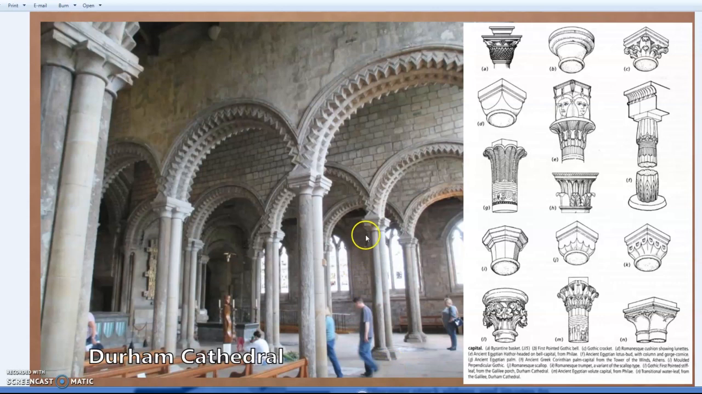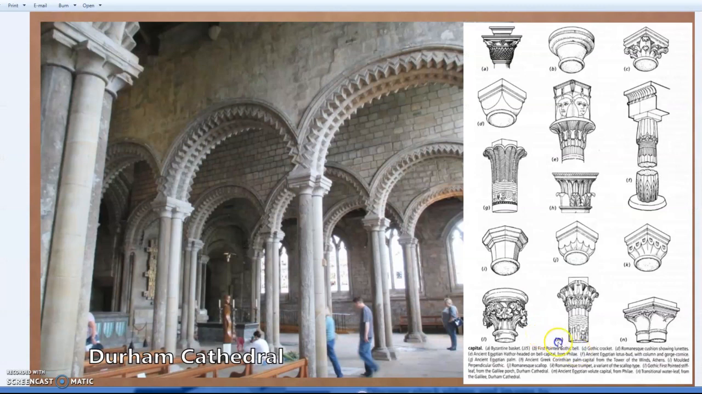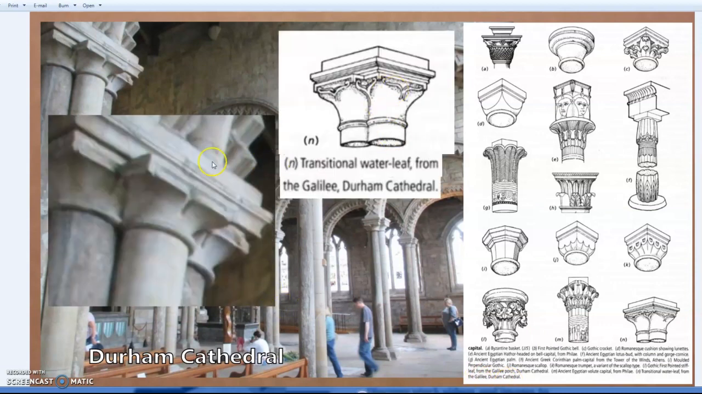So right up until the Romanesque period, or the Gothic style of architecture, this is Durham Cathedral. And where are we? We have this traditional water leaf from the Galilee, and this is in Durham Cathedral in England. And there we see the water leaf design, showing a connection, an evolution of time in various forms of architecture.